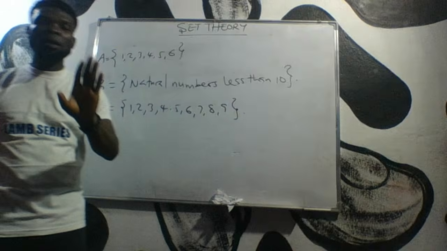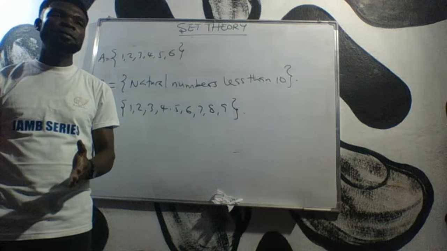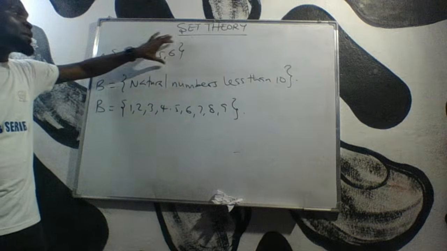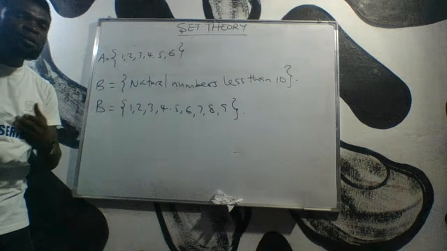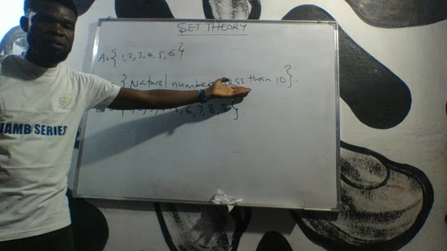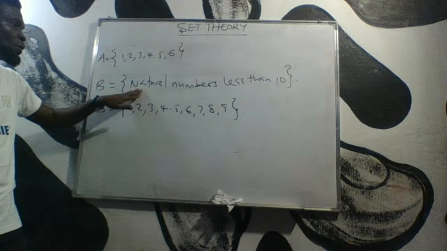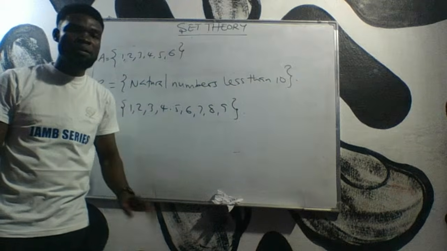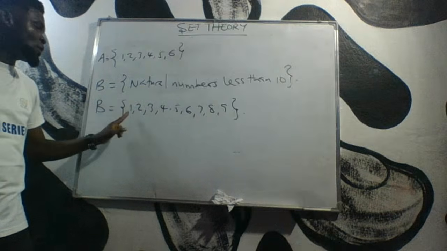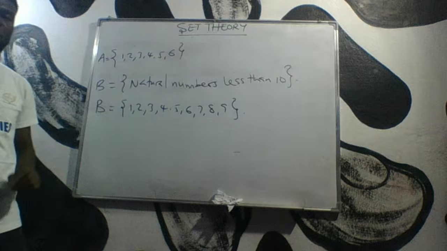Remember, I said that sets can be represented in two forms, listed form and set builder's form. So in listed form, the elements of the set are listed. But in set builder form, the elements of the set are not listed, but given with the properties by which they can be listed. At this point, we say that this is a set of natural numbers less than 10, meaning that the elements of this set will start from 1 and end at 9. That is exactly what we are saying.